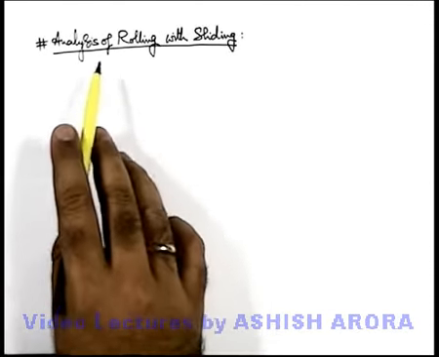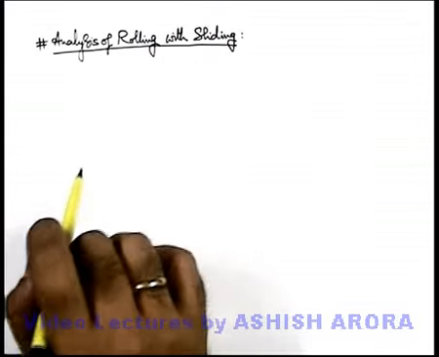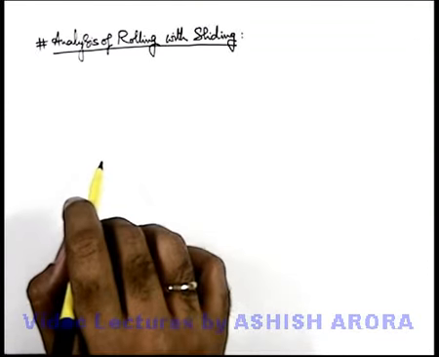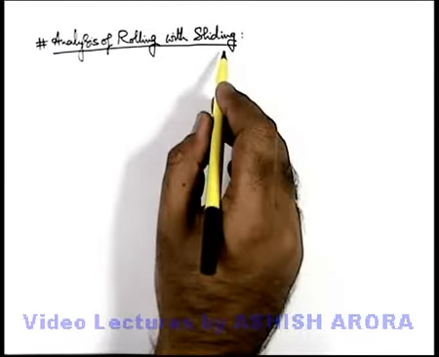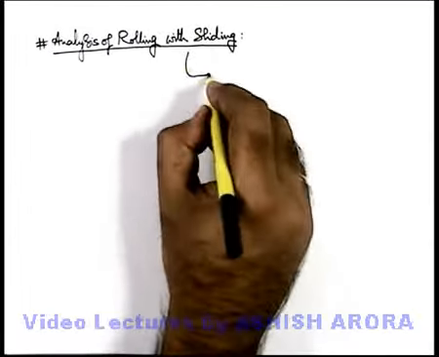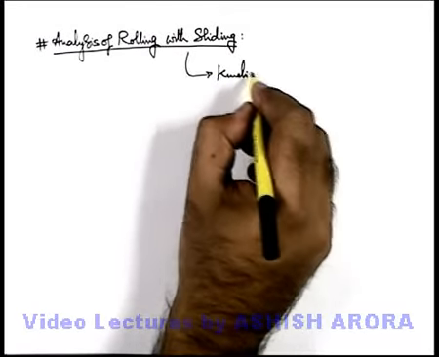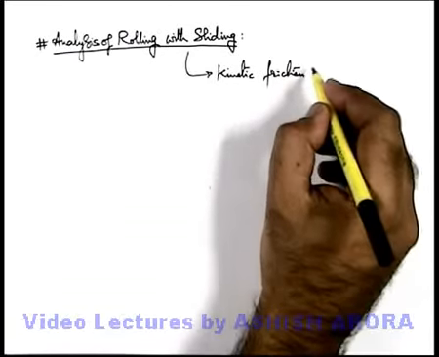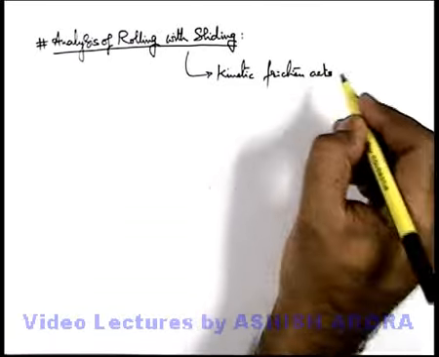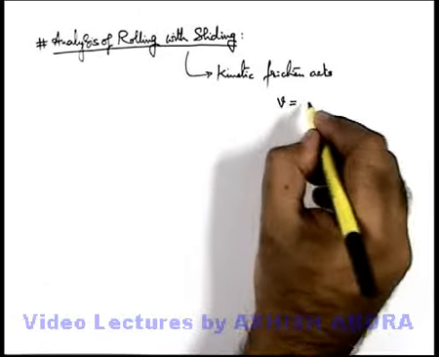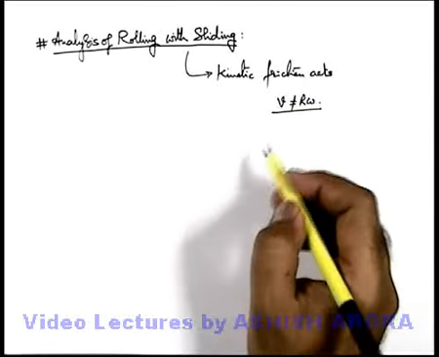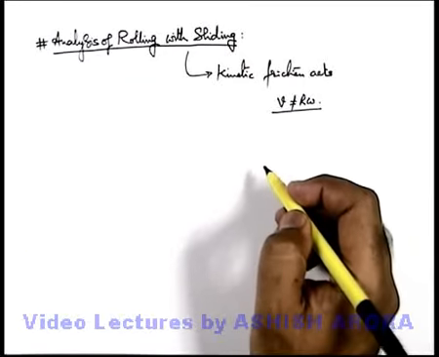Now we'll discuss how to analyze the motion of rolling with sliding. We already studied in the previous article that whenever there exists sliding with rolling, kinetic friction acts on the body. And kinetic friction acts, that means V is not equal to R omega, if V is the translational speed and omega is the angular speed about the center.